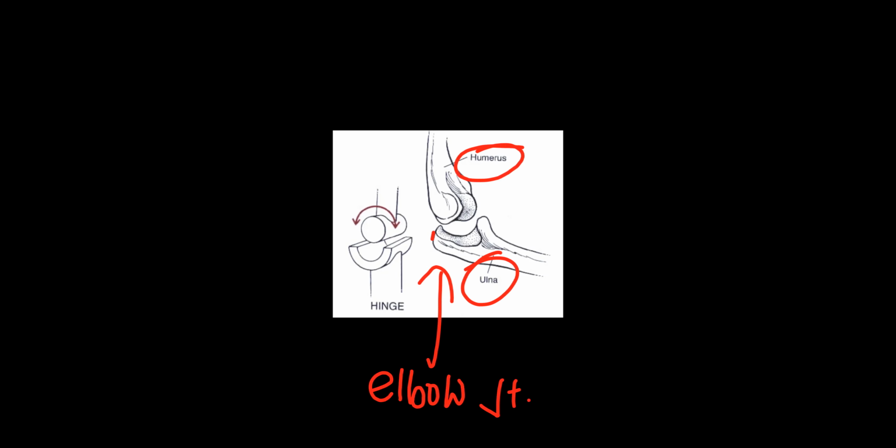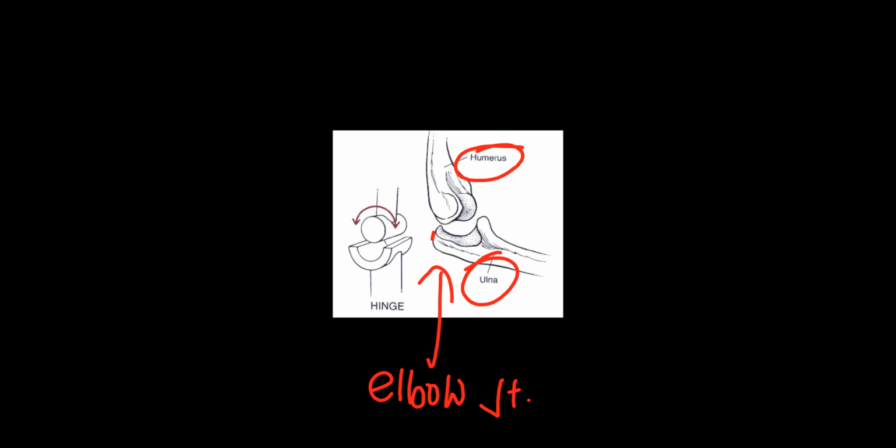The door can move in a single plane. Similarly in this one, your bone will move in a single plane at this position. Example, elbow joint, between the head of the humerus and ulna. Humerus and ulna at the elbow joint constitute the hinge joint.